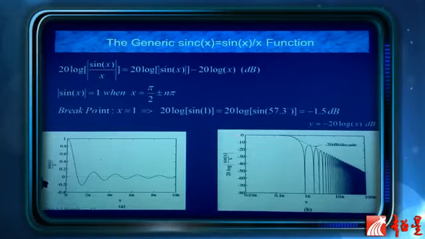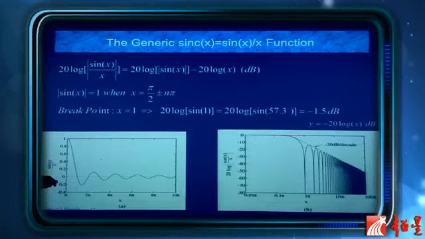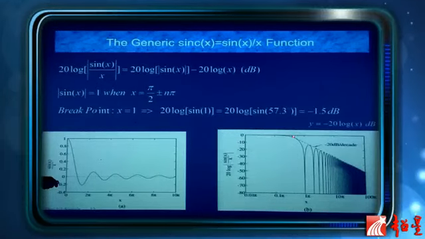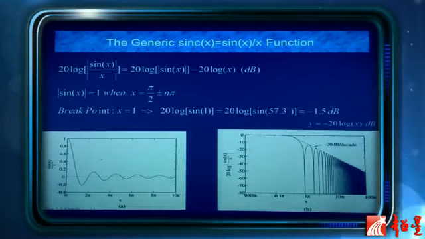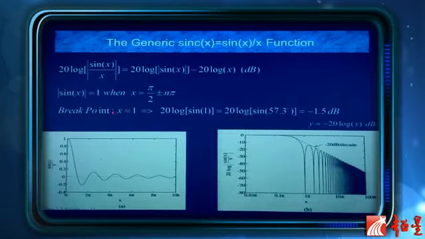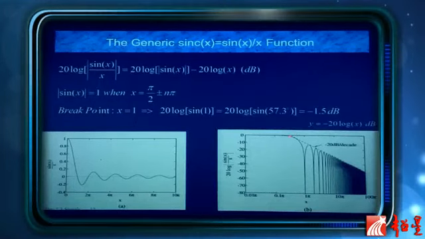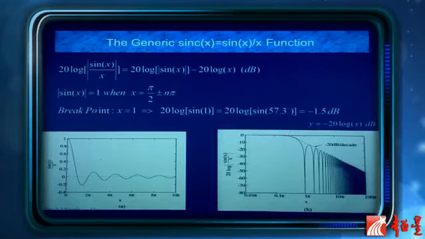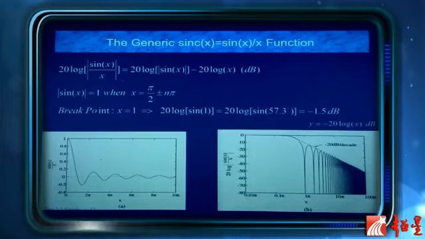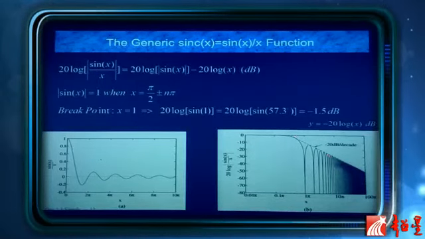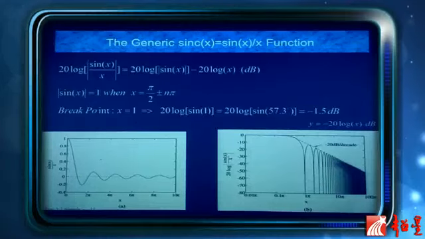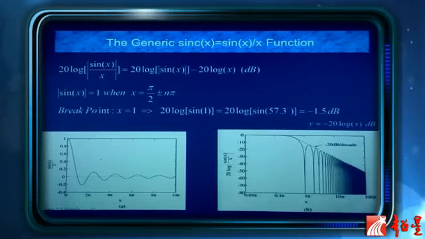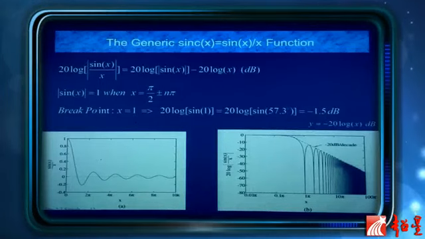Okay, so basically you have more or less a constant amplitude, and then at some breakpoint, and the breakpoint is defined as when x is equal to 1. Okay, when x is equal to 1, you have a breakpoint, and after the breakpoint, this envelope of this sinc function decreases at negative 20 dB per decade. Okay, so that's how we can understand this sinc function.